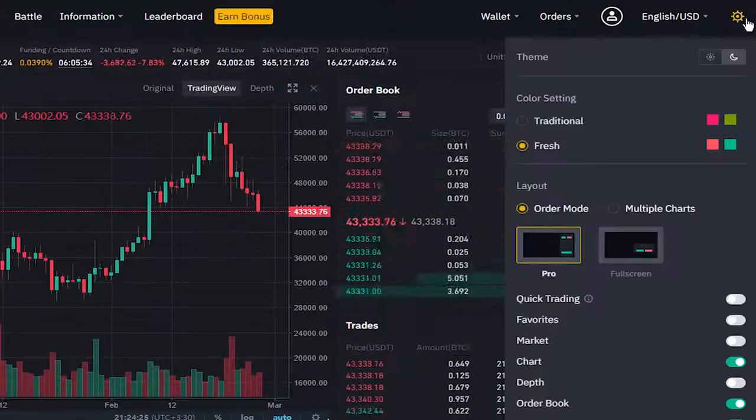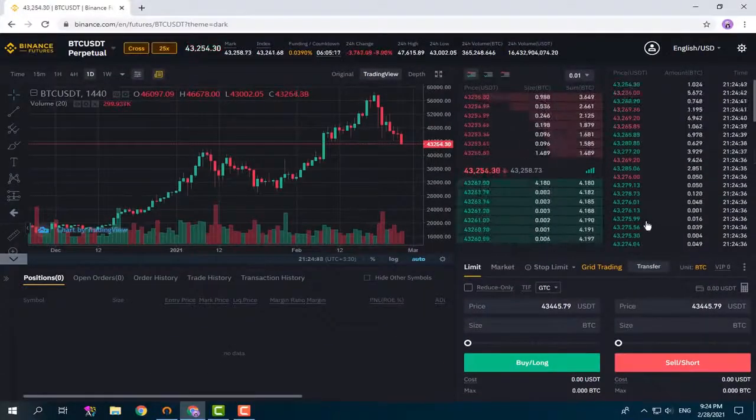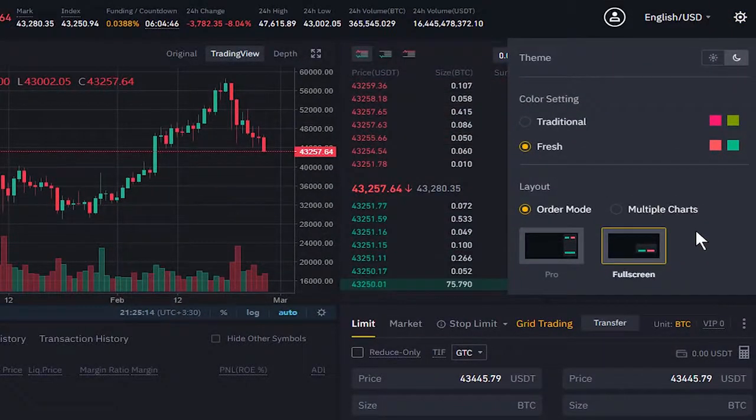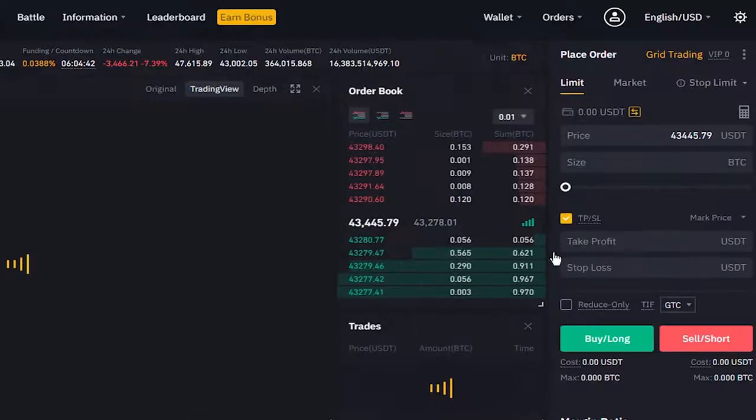We have also another layout, which is full screen. It's similar to Pro, but the only difference is that here the buy and sell are in separate sections and order book and trades here above that. And with this layout, we don't have any ability to customize the layout. We continue with Pro layout in this video.